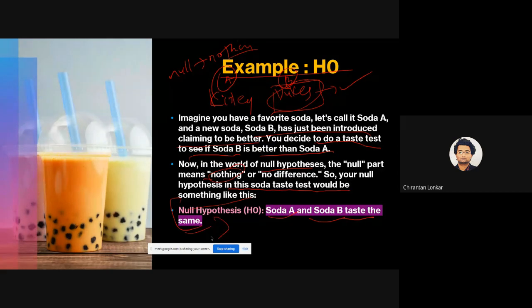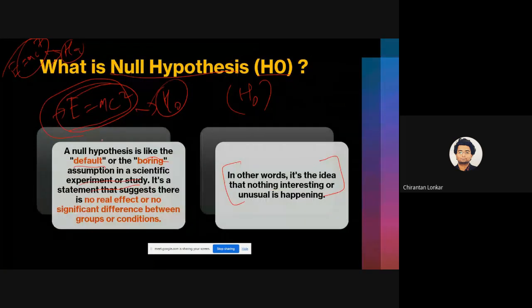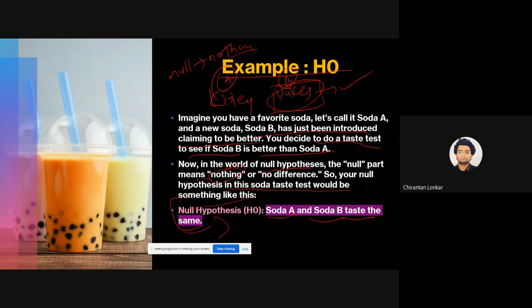OK, what is the null hypothesis? Yeah, there is no significant difference. See, what is null hypothesis? It is the boring, there is no real effect or no significant difference. Null hypothesis suggests there is no significant difference between two groups. In this case, what are the two groups? Soda A and soda B. So null hypothesis says, see, there is no significant taste difference between soda A and soda B.